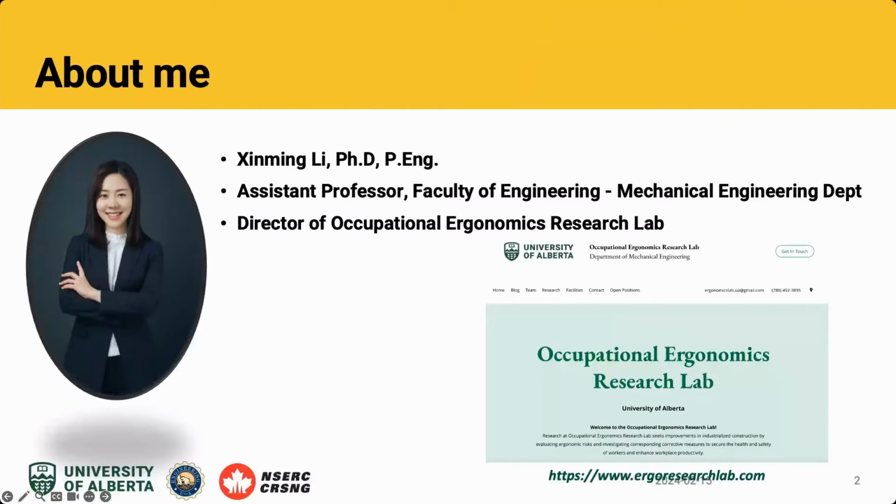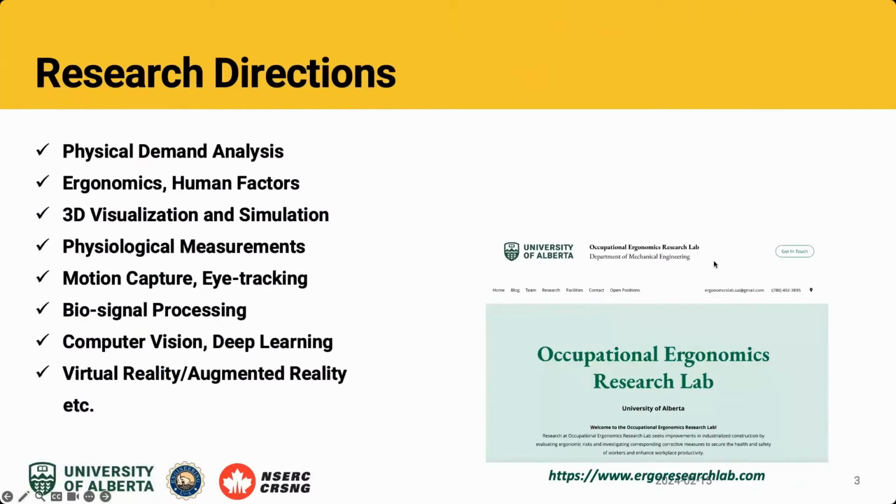So just a little bit of background on me and my research team. I'm the director of the Occupational Ergonomics Research Lab at U of A, and we always have between 10 to 15 graduate students within our team. Our main research areas are physical demand analysis, ergonomics, and human factors. We do some 3D modeling, physiological measurements, motion tracking, eye tracking, and biosignal processing. With AI support, we also have computer vision, deep learning, virtual reality, and augmented reality research going on.